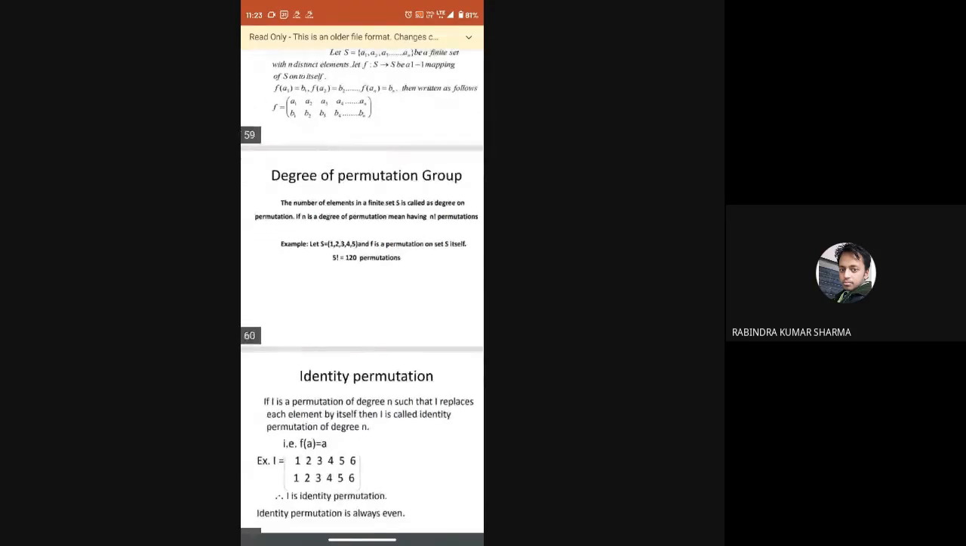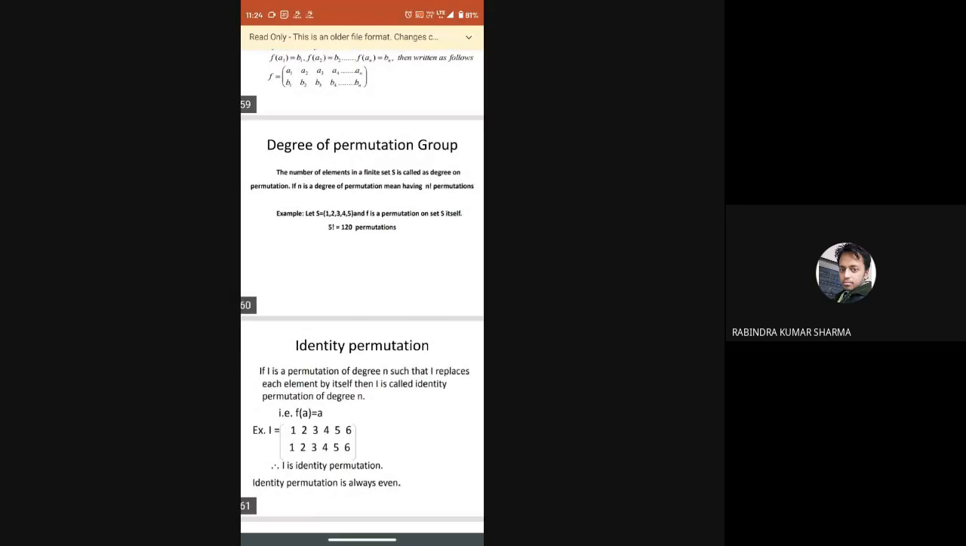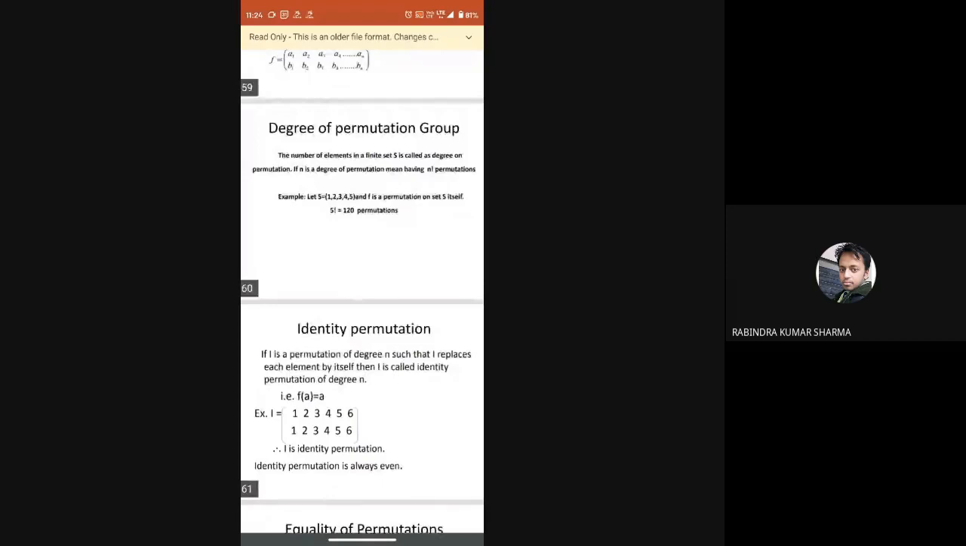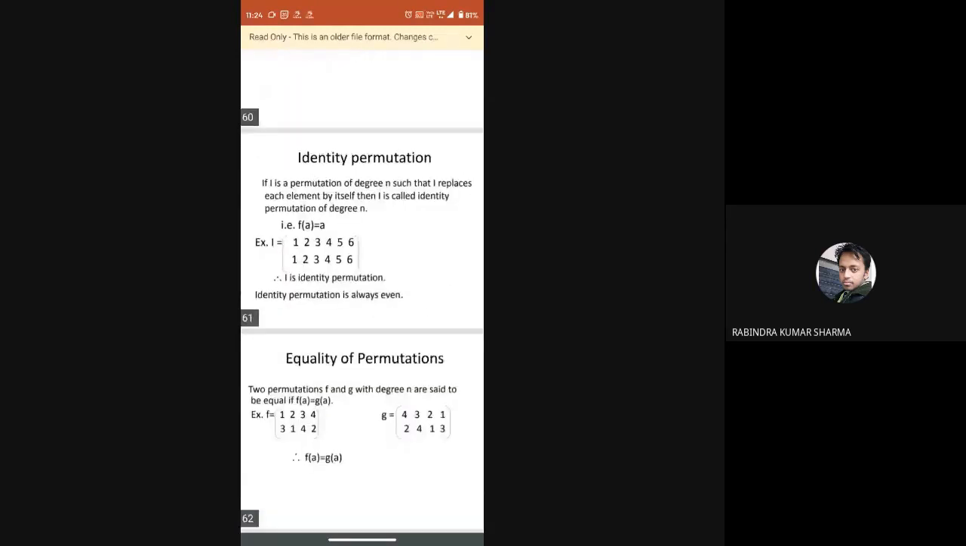So for example, 1, 2, 3, 4, 5, the 5 elements are there. So f is a permutation on S itself, and 5 factorial, that means 120 permutations you can create. Okay, 120 permutations you can create for the function. Clear?